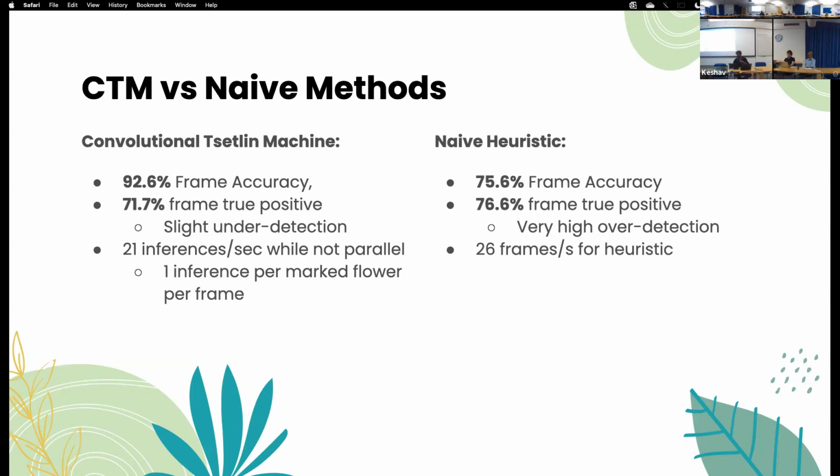For the true positive rate, it's actually 76% of the actual true positive frames were detected by either method. Okay, so the second number is the one that we care about, right? The second number is the one that is. So in that number, the Tsetlin machine underperformed. It doesn't do as well as the naive.